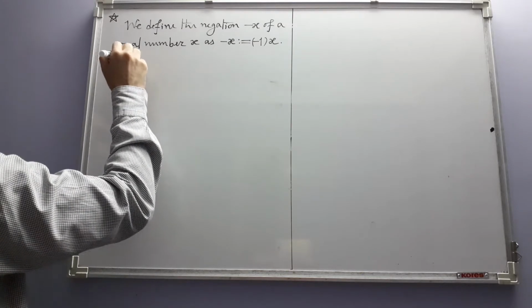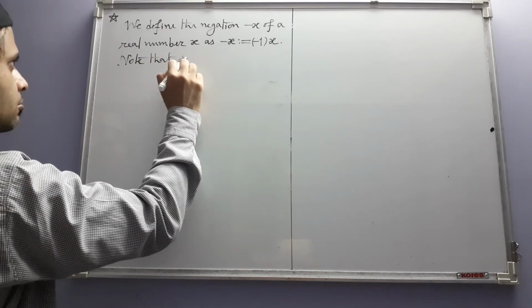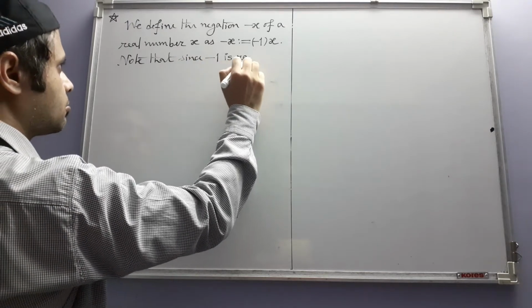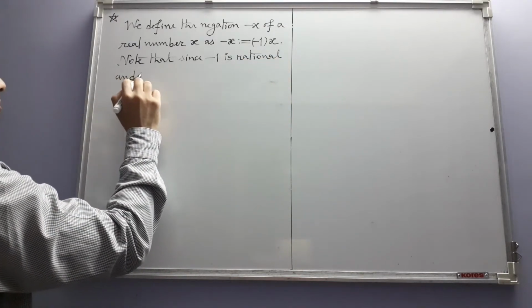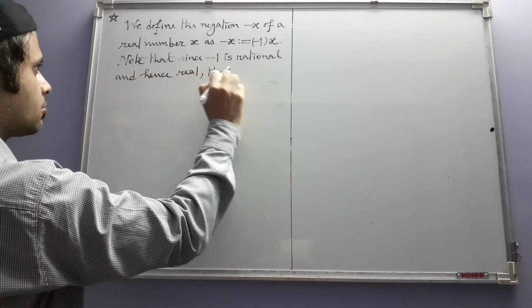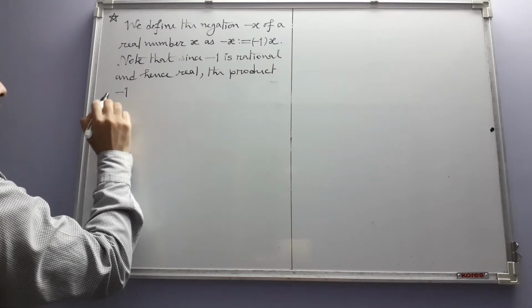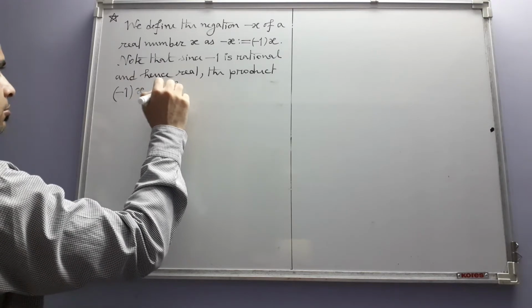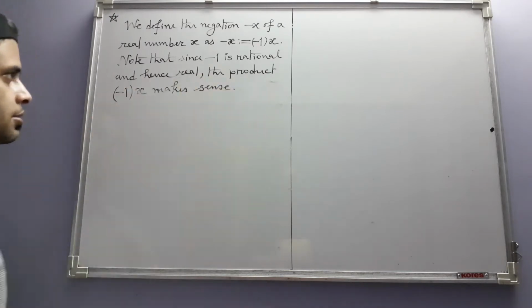Note that since minus 1 is rational and hence real, the product of minus 1 and x makes sense.